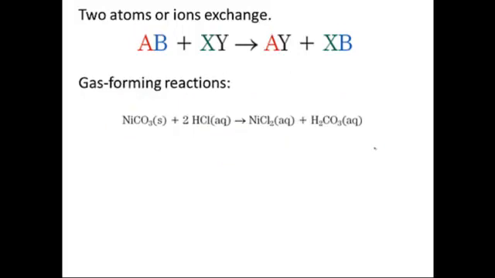Gas-forming reactions are the last form of double displacement reaction, and in reality, they're just another kind of reaction, often an acid-base reaction that has a secondary reaction. So if nickel carbonate reacts with HCl, it undergoes a double displacement reaction where the H plus ions end up with the carbonate ion to make H2CO3, which is carbonic acid, and the nickel 2+ ion ends up with the chloride ion to make nickel chloride.